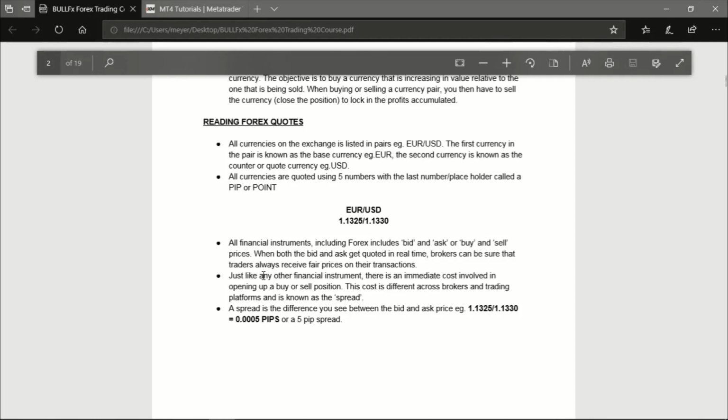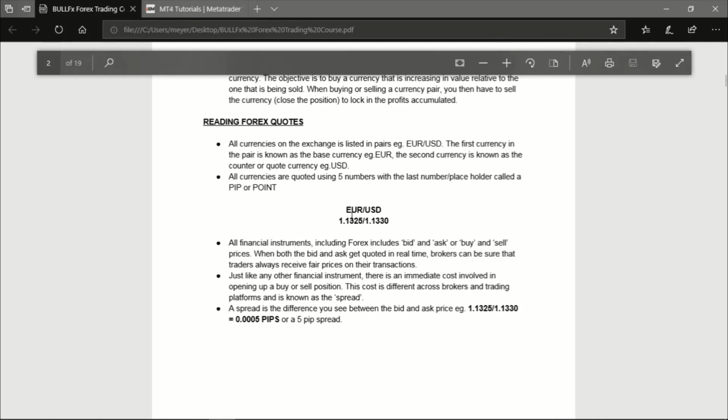Just like any other financial instrument, there is an immediate cost involved when opening up a buy or sell position. This cost is different across brokers and trading platforms and is known as the spread. So the spread is the difference between the actual value of a currency and how much the broker is charging you to purchase that currency from them.